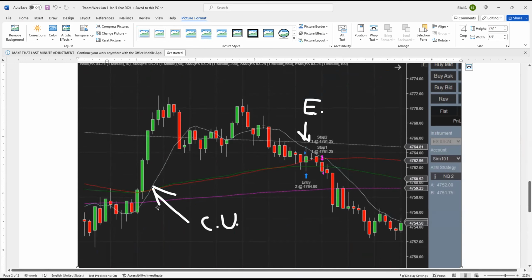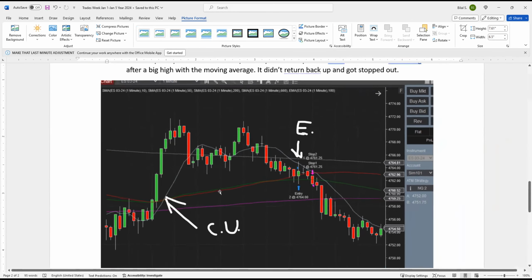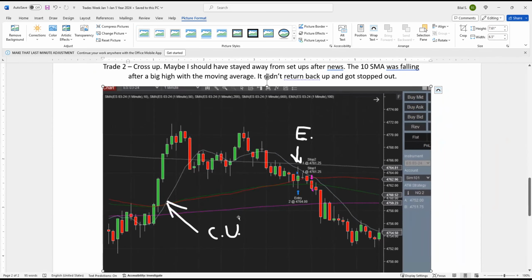Hey, I was gonna ask you what CU meant, but it's the cross. Oh, cross up. Yeah, right on. And then E for entry. So here, did you go in short or did you go in long? You went in long.